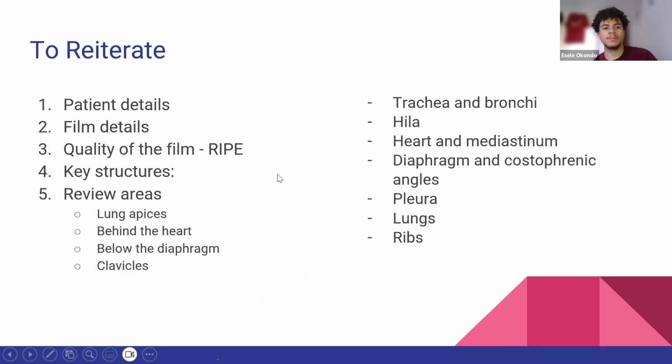So to reiterate back to your structure, always check patient details and always do your wipe at the beginning of your station. Check the film details, check the position, check your technical aspects, check your key structures in your A to E approach. And if you can't find anything, then go through your review areas and see if there's something hidden.